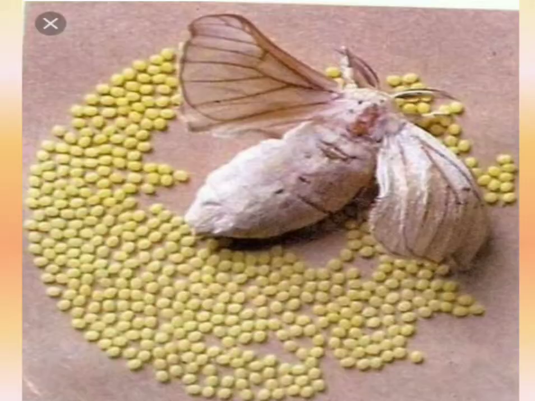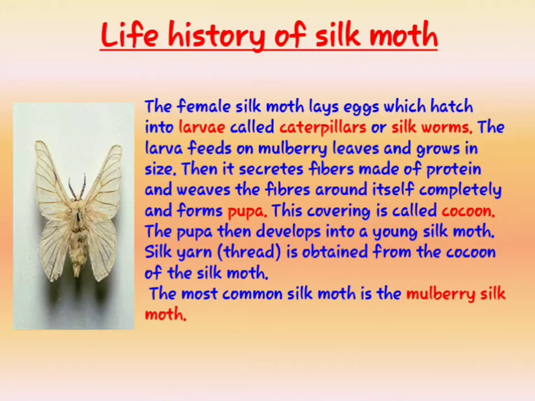Let us go back and learn something. See here, life history of silk moth. The female silk moth lays eggs which hatch into larva called caterpillars or silkworm. The larva feeds on mulberry leaves and grows in size.